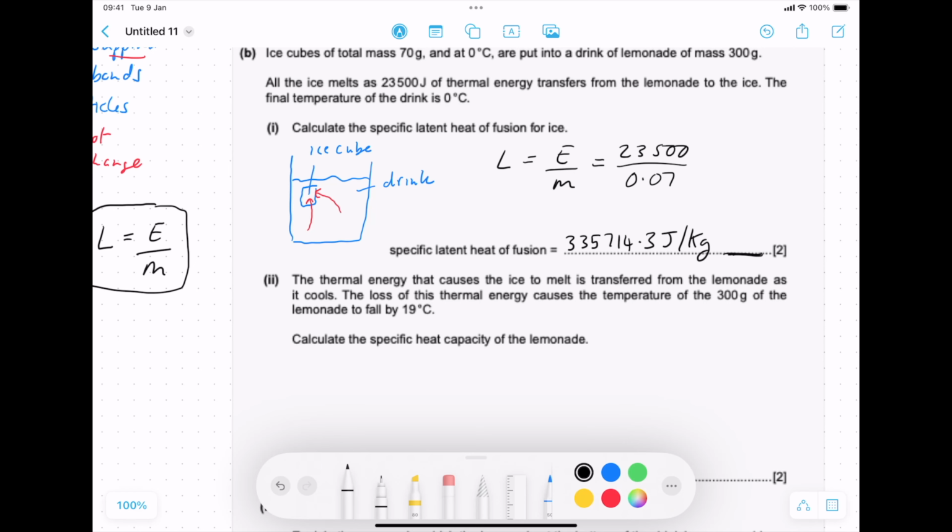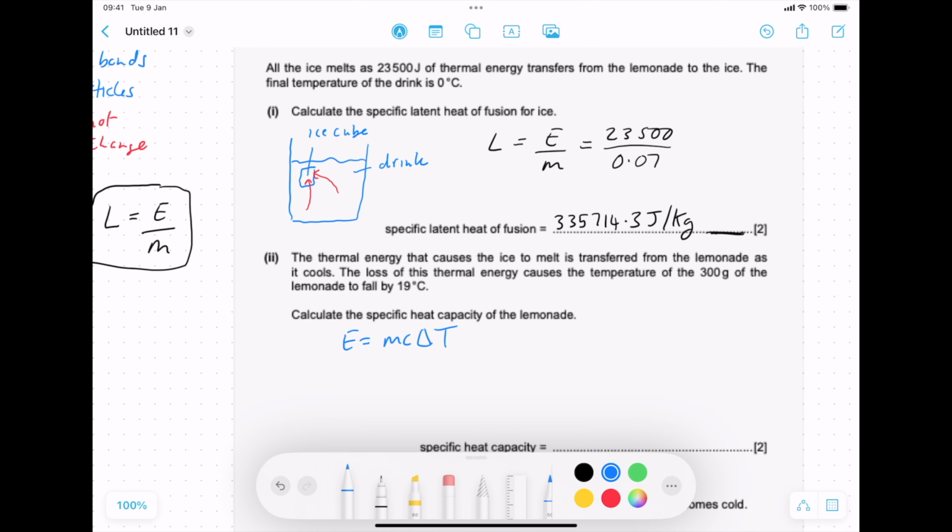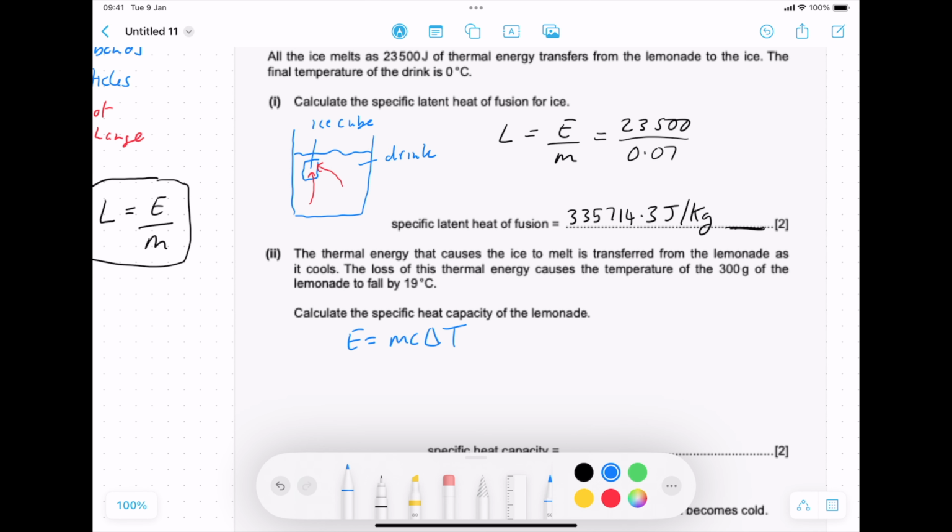And the formula is E equals mc delta T. We need to rearrange, so it's in terms of C. So C equals E divided by m delta T. M is the mass of the substance. Delta T is the change in temperature. E is the energy supplied or removed. And then C is your specific heat capacity.